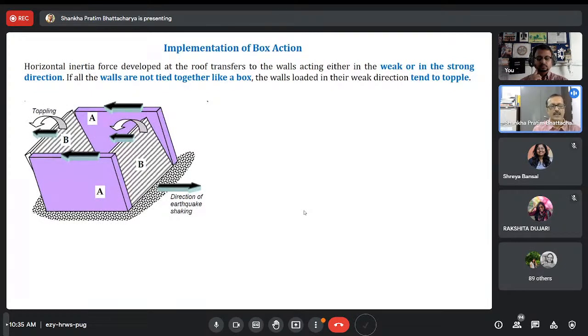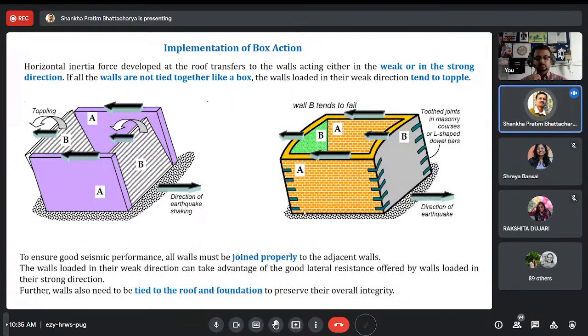But if there is good connectivity between A and B, you see in the corners, if there is good connectivity, they will act as a box action. So some load can be transferred from B to A, and the actual loading on B will be a little less compared to when there is no box action. So you have to practically ensure a wonderful box action is created by the walls A and B.